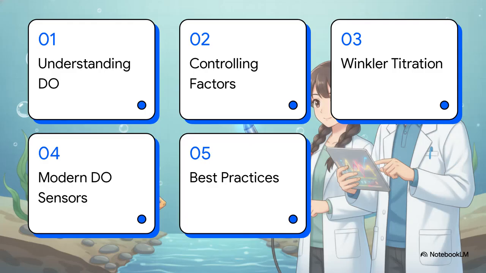Here is our quick roadmap for today. Section 1 is understanding dissolved oxygen. Section 2, factors controlling oxygen levels. Section 3, the classic Winkler titration. Section 4, modern dissolved oxygen sensors. And we'll wrap up with Section 5, calibration and best practices. So we're going to start with natural ecology, transition right into hardcore laboratory chemistry, and finally explore the modern electronic engineering that lets us track these levels in real time.